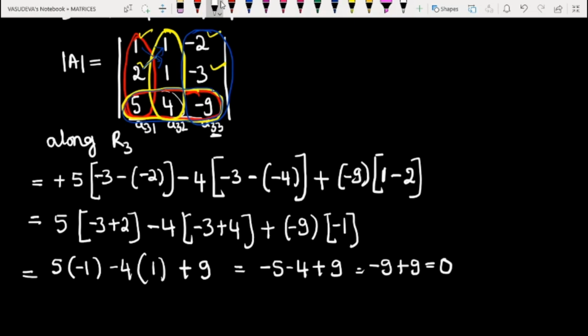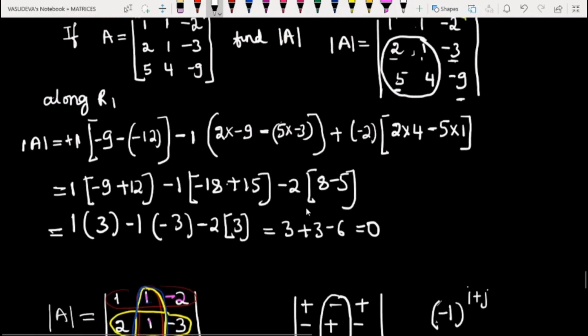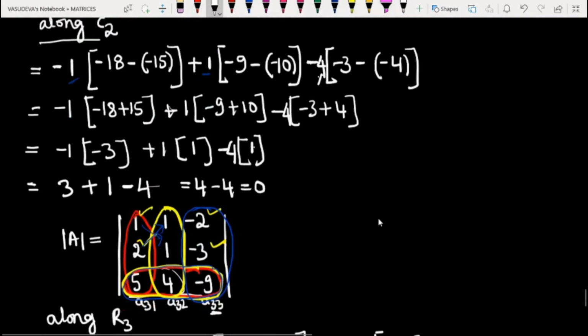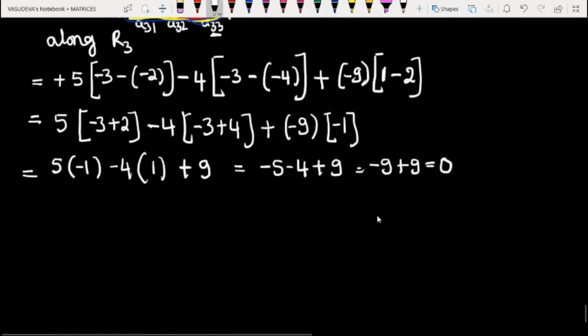So from this observation we can conclude that when you expand along any row or any column, the determinant of the matrix will be the same. Now the determinant of A, when you expand along R1 we are getting 0, along column 2 we are getting 0, along row 3 we are getting 0.